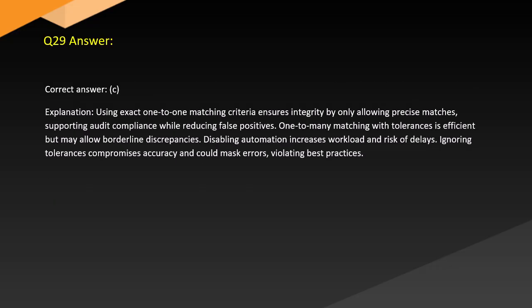Answer. Correct answer: C. Explanation. Using exact one-to-one matching criteria ensures integrity by only allowing precise matches, supporting audit compliance while reducing false positives. One-to-many matching with tolerances is efficient but may allow borderline discrepancies. Disabling automation increases workload and risk of delays. Ignoring tolerances compromises accuracy and could mask errors, violating best practices.